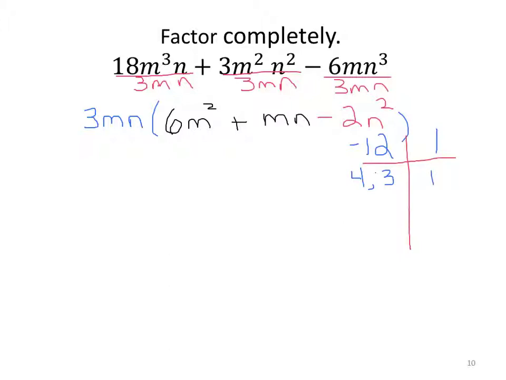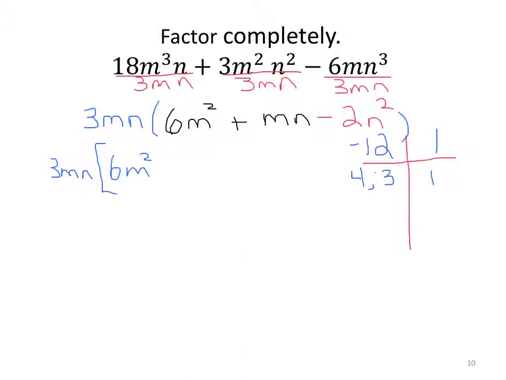Okay, now the next step is the extra step that you do in grouping that you don't do in reverse FOIL. Okay, let's first bring down our 3mn. We don't want to forget that. And now we're going to use brackets. So we're going to write 6m squared.